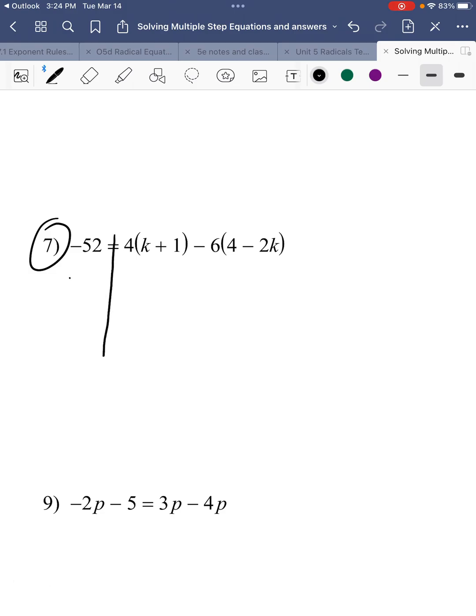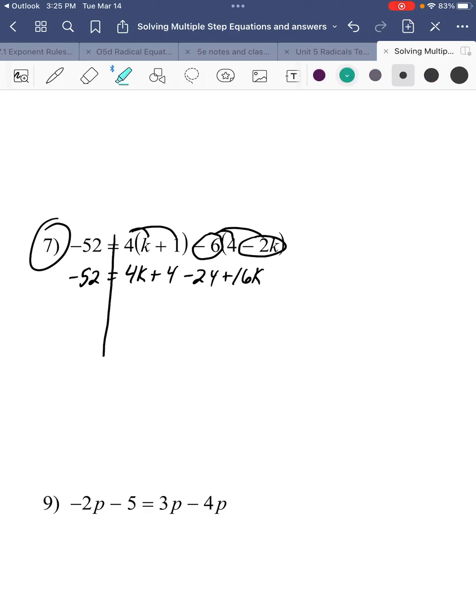Number 7, looks like we have multiple things to distribute. On the left side is a -52. On the right side we multiply 4 times k is 4k. 4 times 1 is 4. -6 times 4 is -24. -6 times -2, two negatives multiplied to a positive.